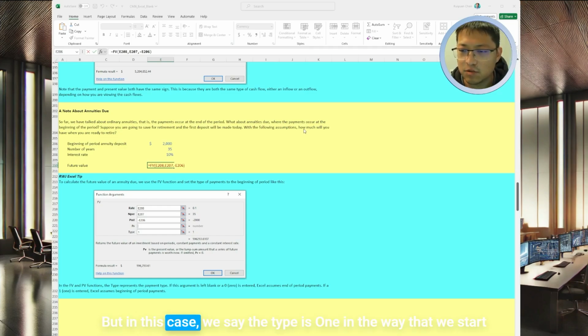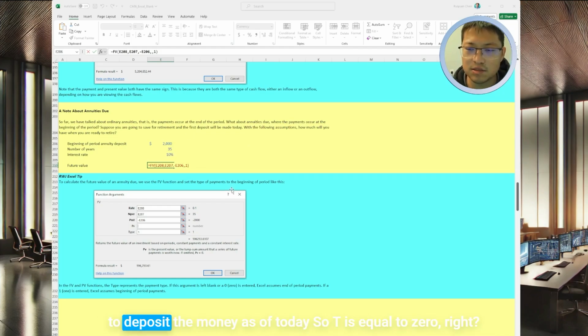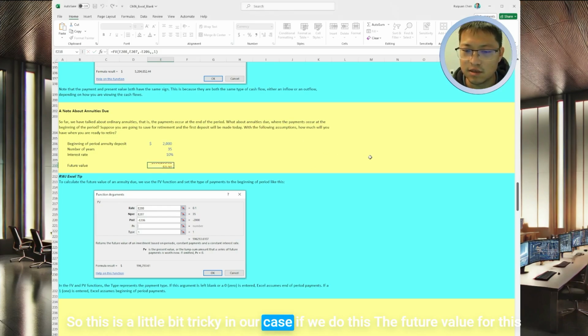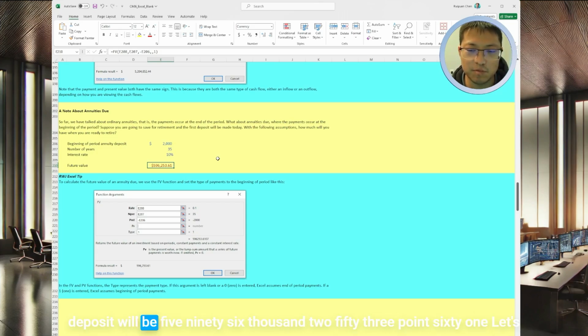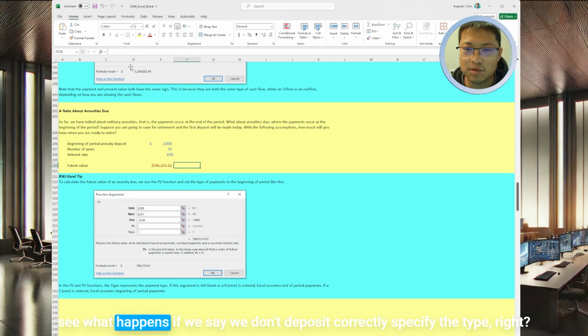But in this case, we say the type is 1, in a way that we start to deposit the money as of today. So t is equal to 0, right? So this is a little bit tricky in our case. If we do this, the future value for this deposit will be 596,253.61.